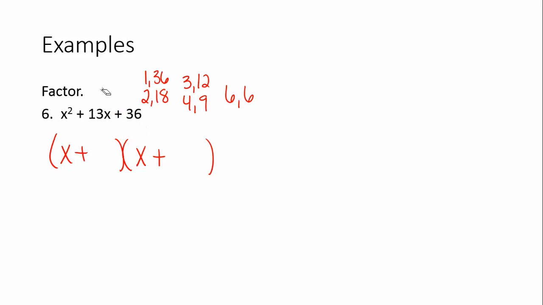They are the same, so it matches the middle, so 2 plus signs. And we need the factors of 36 that add up to 13. That's going to be 4 and 9. That gives us 4x and 9x for 13x in the middle.